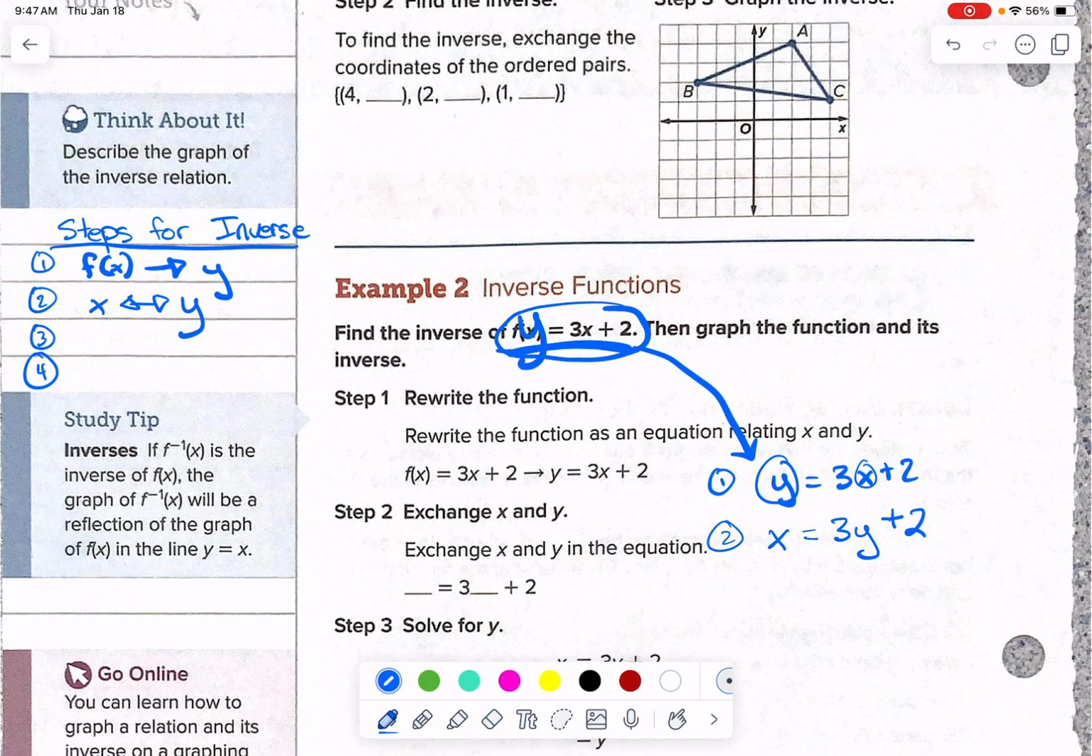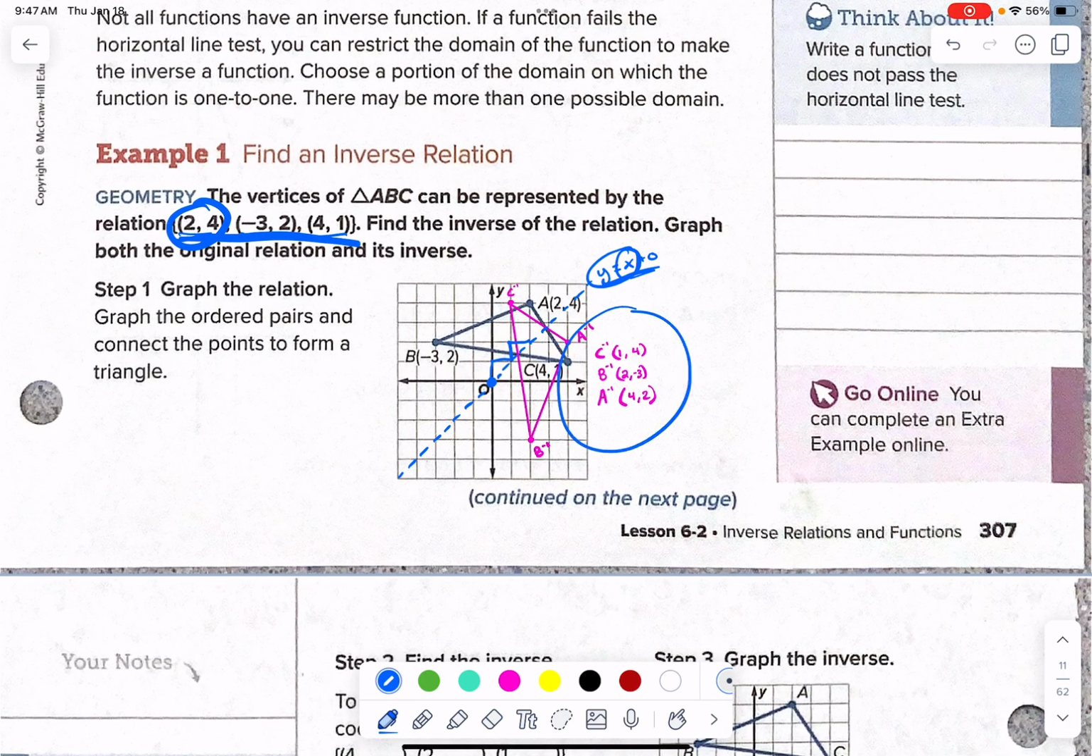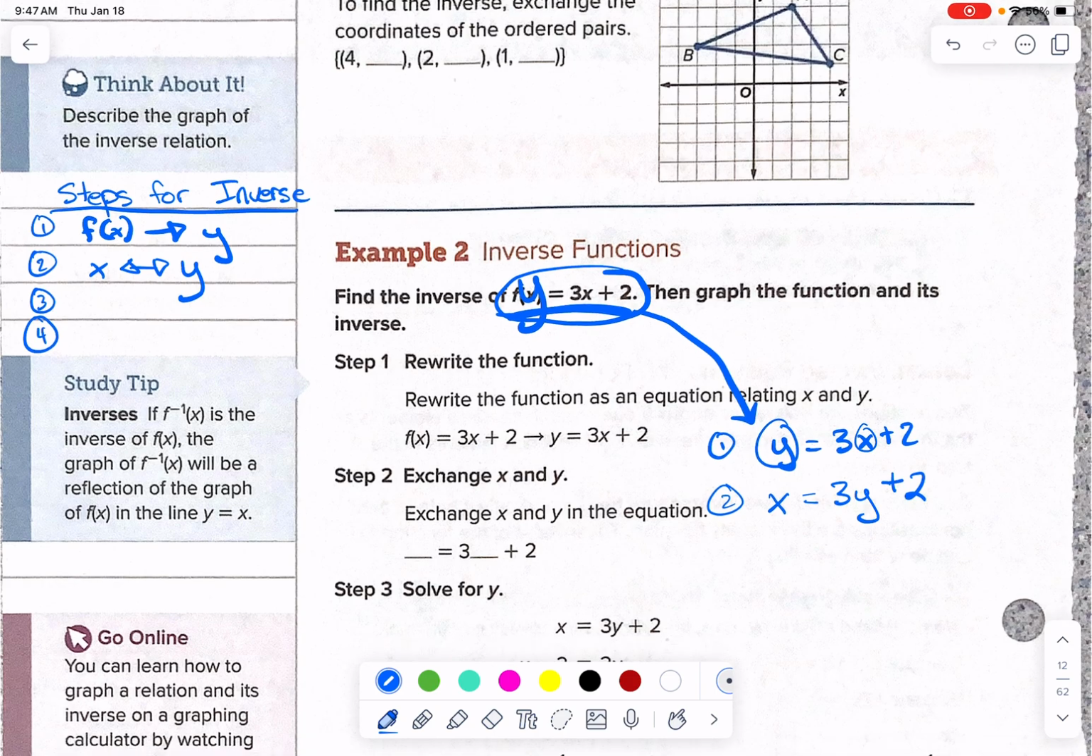Now, keep in mind we're flipping the x and the y around in step 2, which is similar to what we did for ordered pairs, right? We just flipped the x and the y around. So it's kind of consistent, same type of thing.